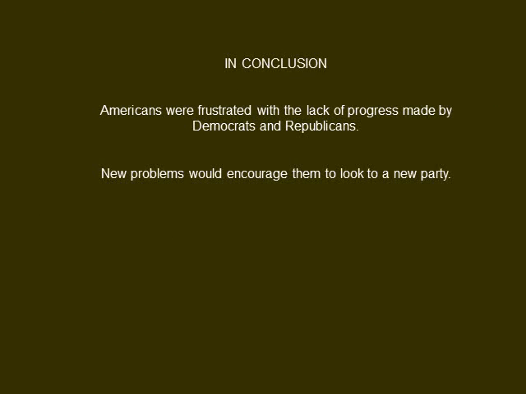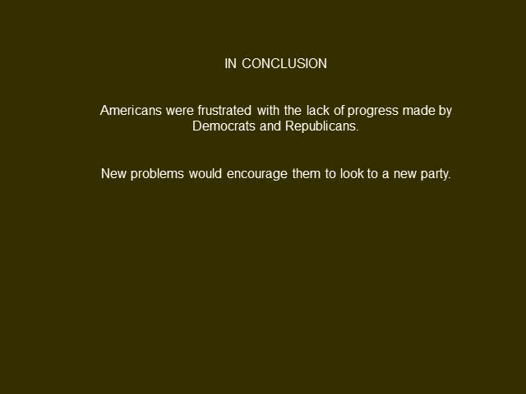And so, in conclusion for this particular lesson, we need to take a look at the theme that we see throughout this whole presentation, which is that Americans are frustrated with the lack of progress made by Democrats and Republicans. They feel that neither party is really fully solving the country's problems. There are a lot of people who are frustrated. They've tried them both out. They've gone back and forth. And this is going to encourage them to look towards a new party for solutions.